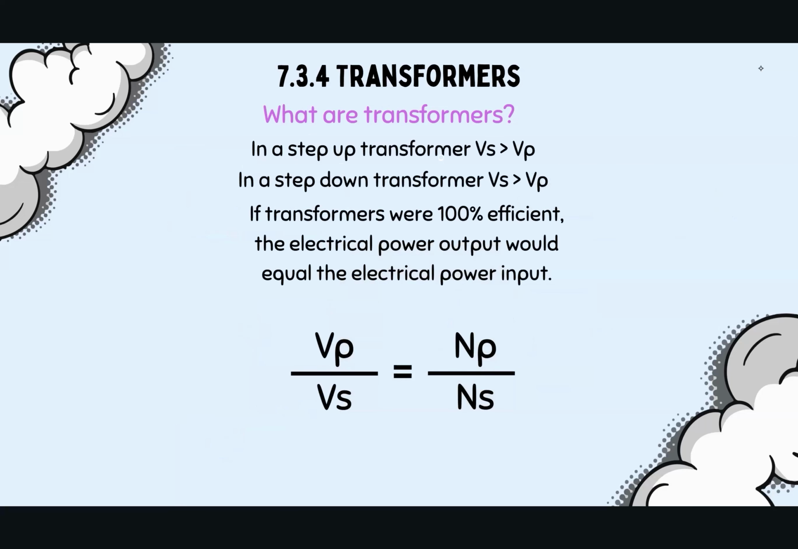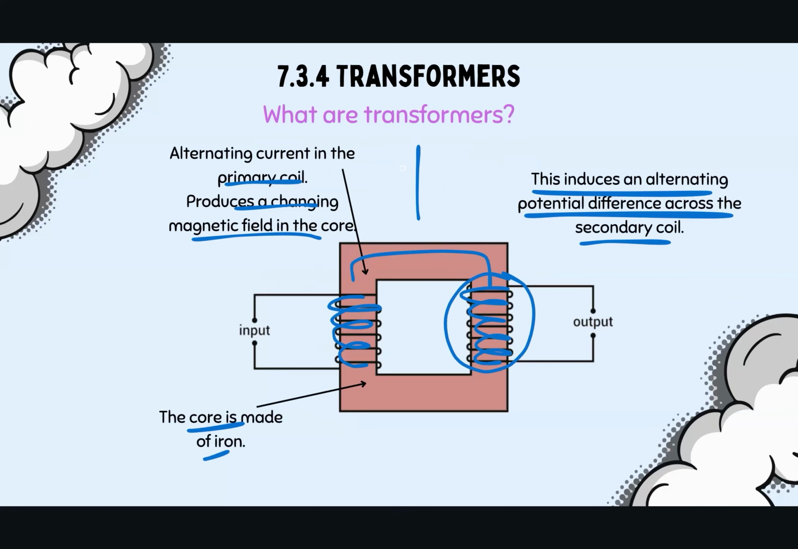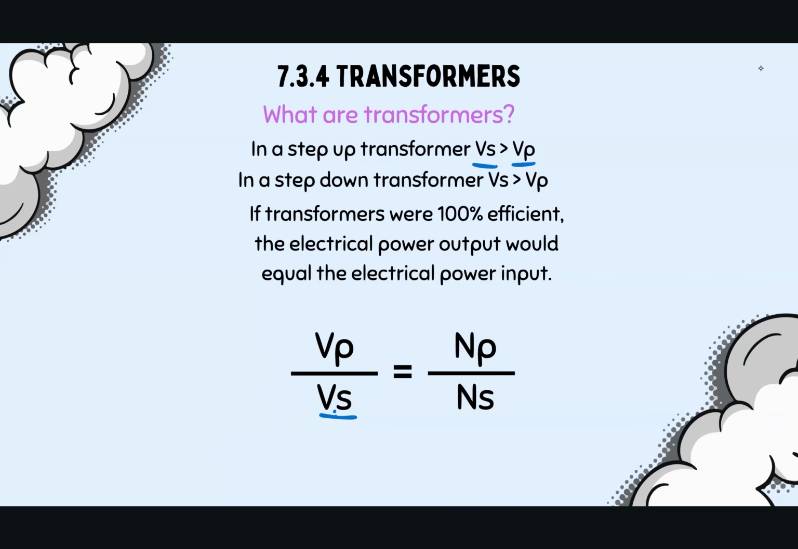So in a step-up transformer, the voltage of the secondary coil is bigger than the voltage of the primary coil. Because in a step-up transformer like this one, you are trying to increase the voltage. Because at higher voltage, the electrical power travels more efficiently. When current is too high, more energy is lost. Now in a step-down transformer, the secondary voltage is less than the primary voltage.